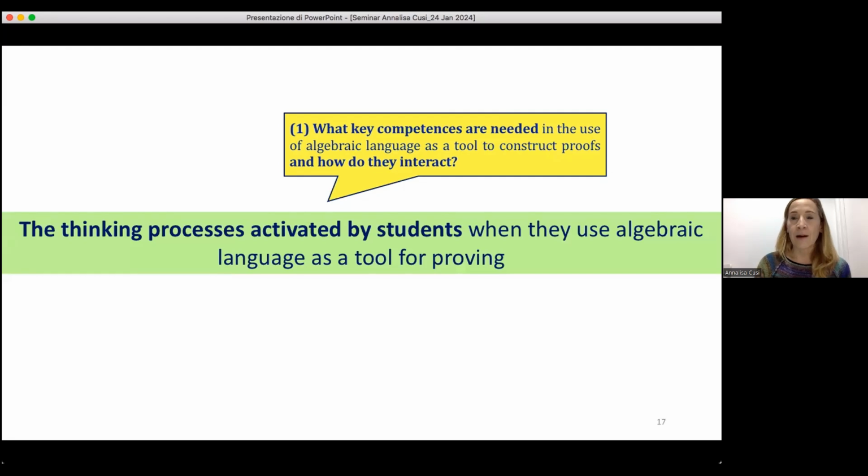So let's start with the first research question, and so now I will focus on the ways in which students use algebraic language as a tool for constructing proofs.